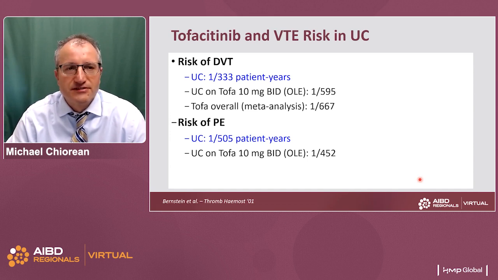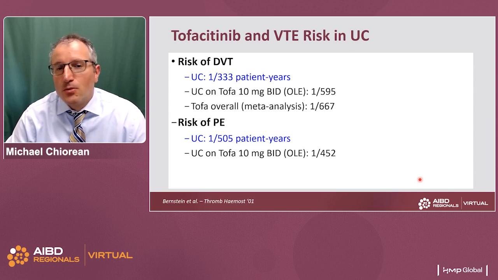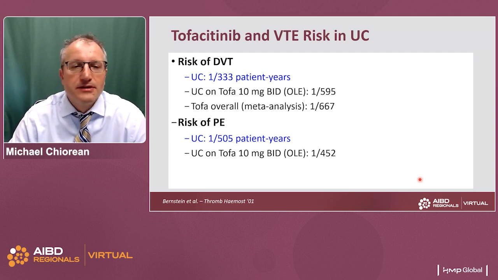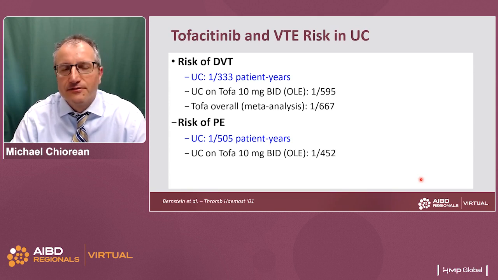So if you look at the risk of DVT, overall for UC, the risk is about 1 in 330. The risk of DVT in patients with UC on Tofa high dose, 1 in almost 600, so actually less. And the overall from the recent meta-analysis, if anything, even lower. So possibly a lower risk of DVT. The risk of PE, similar, so 1 in 500 among patients with UC overall, and about 1 in 450 patients with UC on Tofa from the OCTAVE phase 3 program.